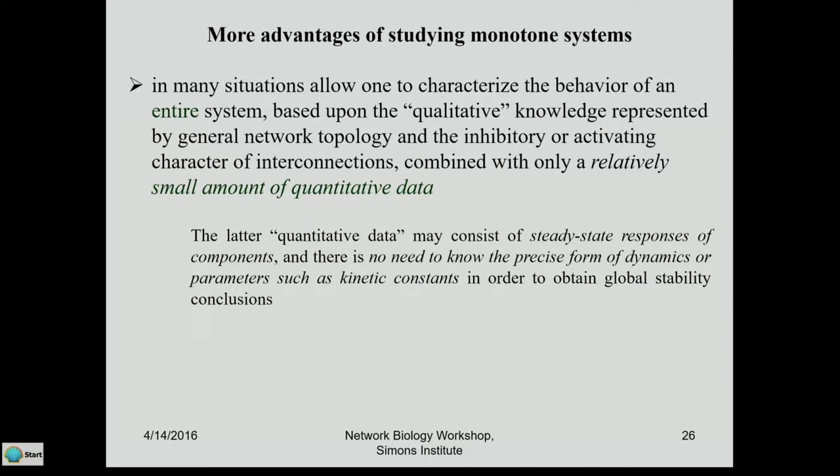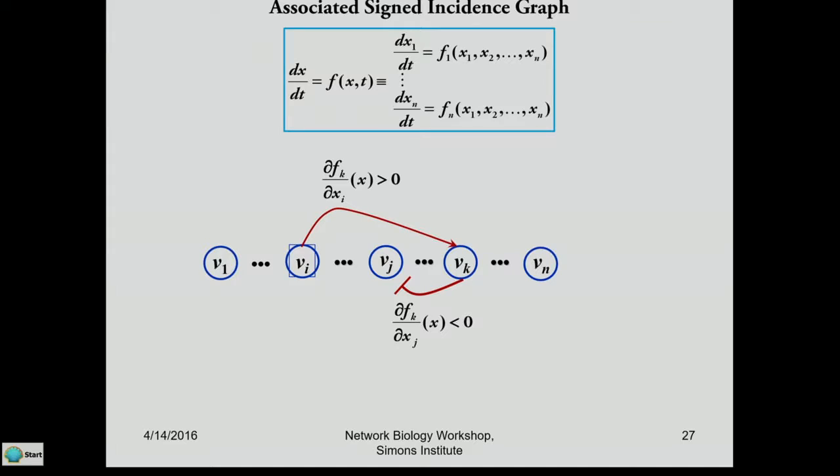So the main advantage of studying monotone systems is that you can characterize the behavior of an entire system based on only a small amount of quantitative data, and there is no need to know the precise form of dynamics or parameters such as kinetic constants in the differential equation to infer many things about the dynamics of the network. So far so good. The question that we now need to address is: are biological systems monotone in dynamics, and if not, how close are they?